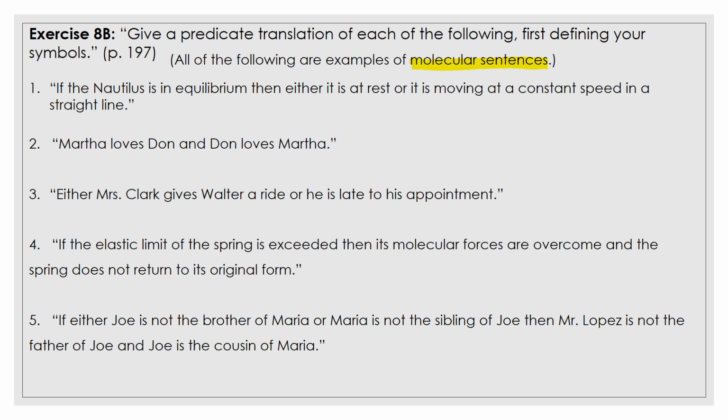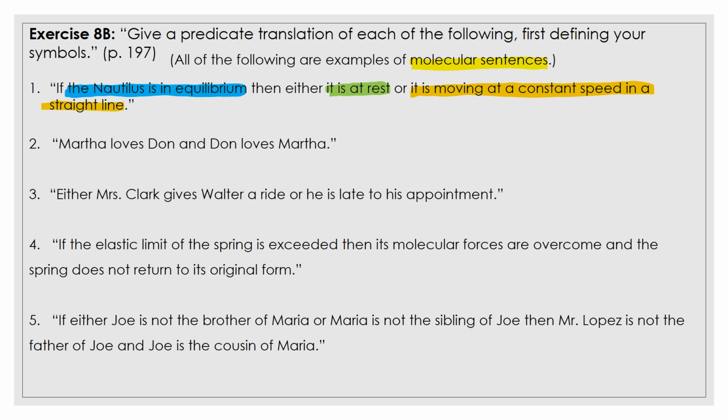Number one, if the natalist is in equilibrium, then either it is at rest or it is moving at a constant speed in a straight line. We'll notice overall we have a conditional, if then, and in our consequent we have a disjunction with the or sentential connective. Let's count the number of atomic sentences. We have the natalist is in equilibrium. That's one atomic sentence. It is at rest is another atomic sentence. It is moving at a constant speed in a straight line is another atomic sentence.